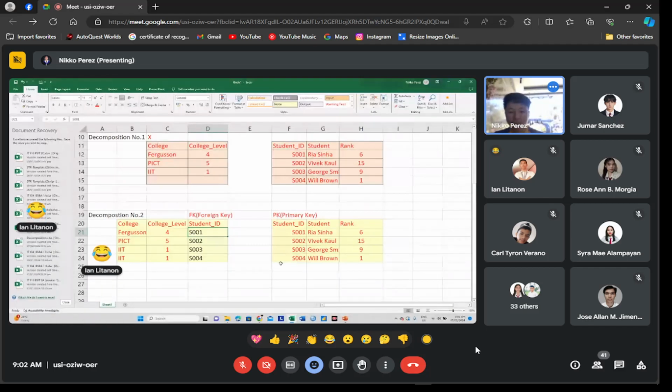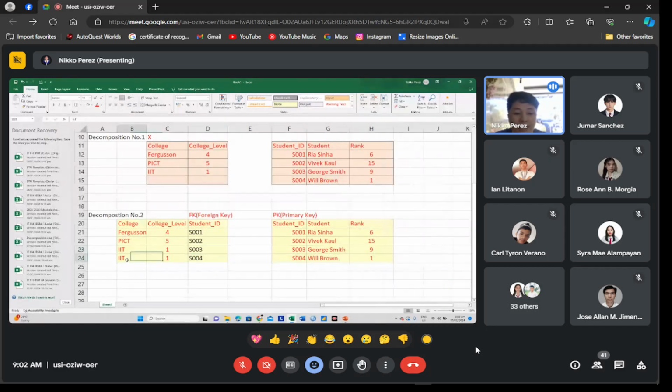Okay. So yeah, atong i-trace, no, atong i-check. S001 now, nanatay sa student ID dani, mak-check na nato nga. Okay. Ferguson nga college, college level 4 na siya student nga si Ria Sinha. PICT nga college, college level 5 na siya student nga si Vivek Kaul. IIT, college level 1 na siya student George Smith. And na siya another IIT, college level 1 na siya student Will Brown.